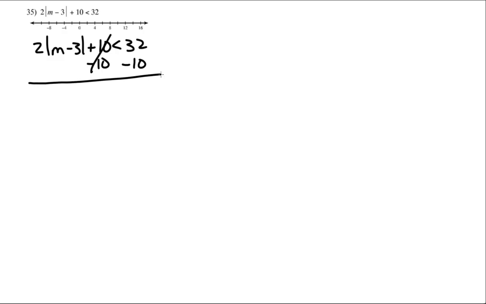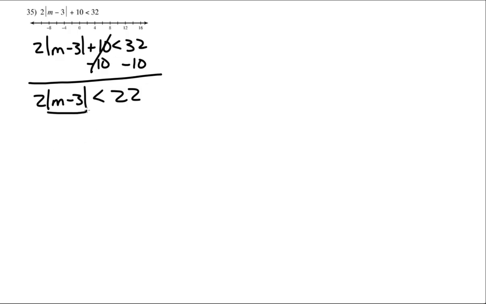All right, so for number 35, we have 2 times the absolute value of m minus 3, take that whole thing plus 10, and that's less than 32. So the first thing I want to do is to isolate my absolute value piece right here. To do that, I'm going to subtract 10 so that these cancel, but of course if I subtract 10 from one side, I have to do it from both. So I end up with, on the left, 2 times the absolute value of m minus 3, and that's going to be less than 32 minus 10, which is 22.